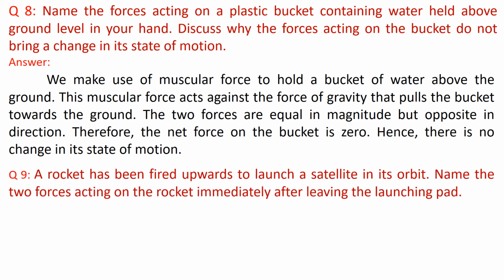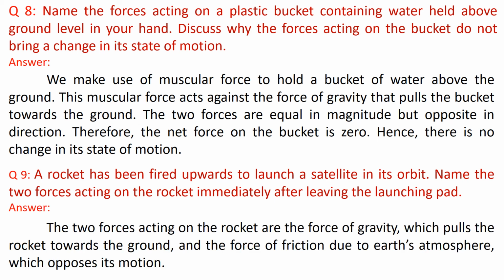And question number 9 is: a rocket has been fired upwards to launch a satellite in its orbit. Name the two forces acting on the rocket immediately after leaving the launching pad. And the answer is, the two forces acting on the rocket are the force of gravity, which pulls the rocket towards the ground, and the force of friction due to the Earth's atmosphere, which opposes its motion. So the forces are in opposite directions.